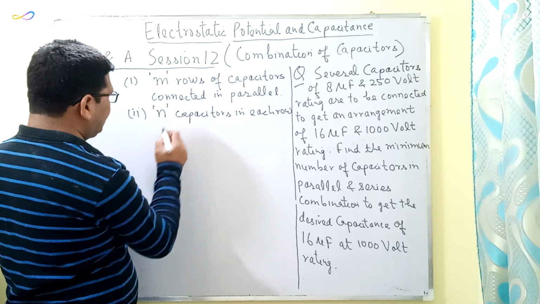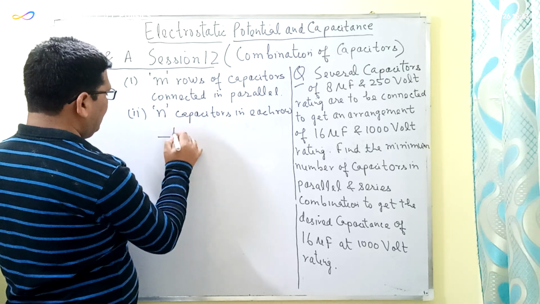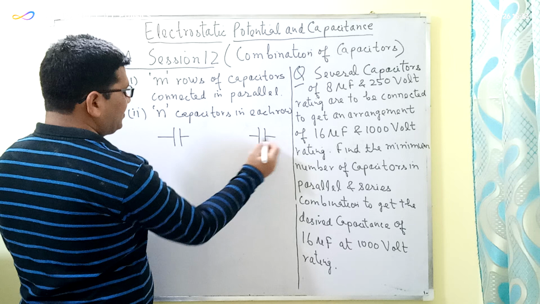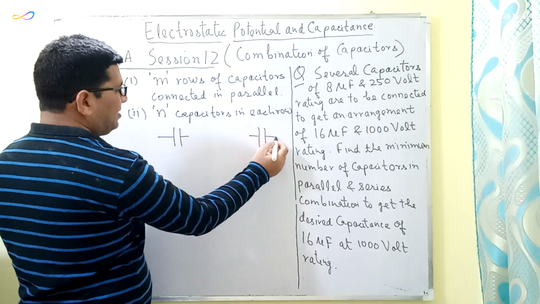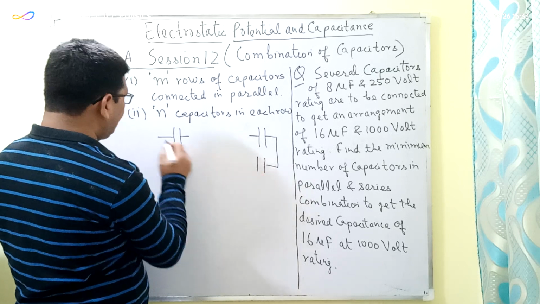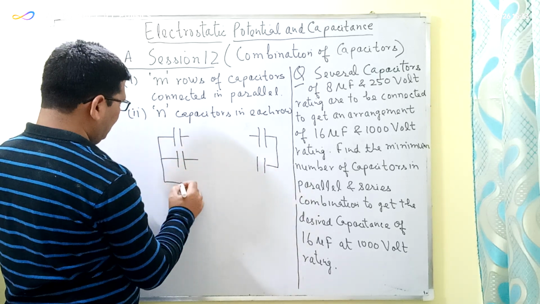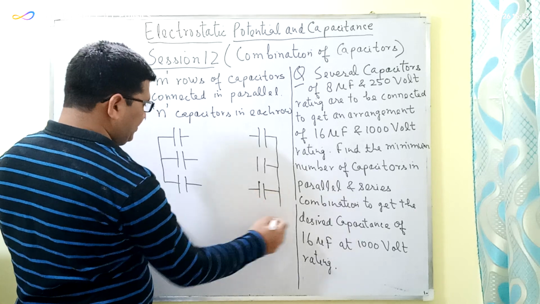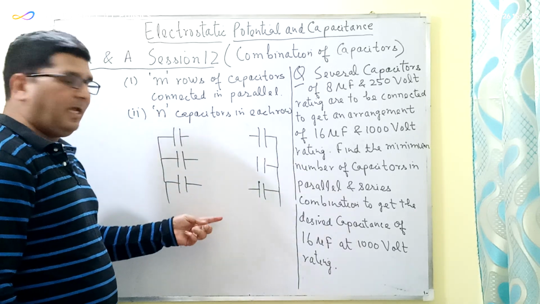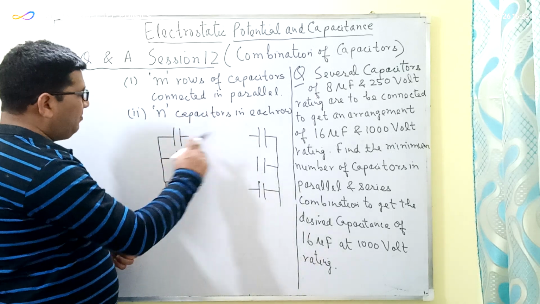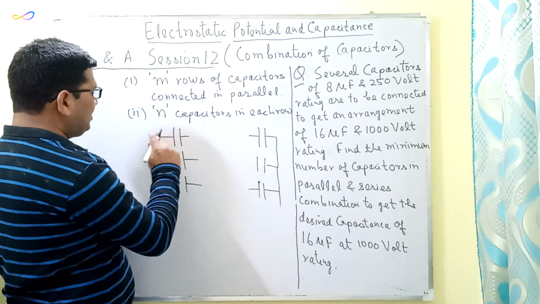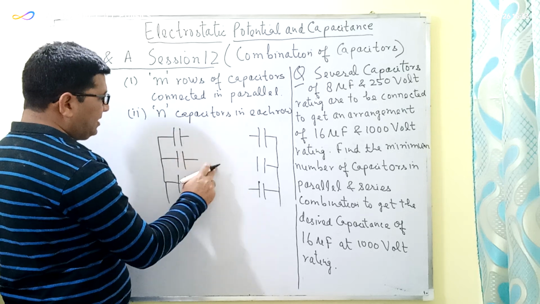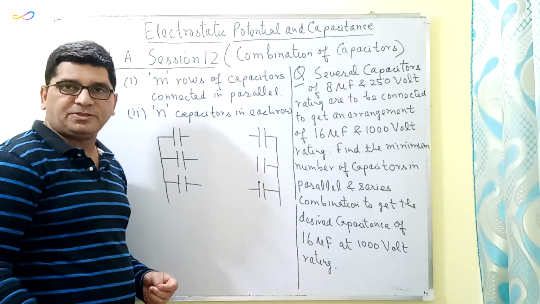So we can draw this statement like this. Let us say this is one row which consists of n capacitors, and now there are m rows like this. So in this way there are m rows of capacitors which are connected in parallel, and each row has n capacitors. Let us say this is the first row, so it will have n capacitors. The second row will also have n capacitors, third row will also have n capacitors, and so on.